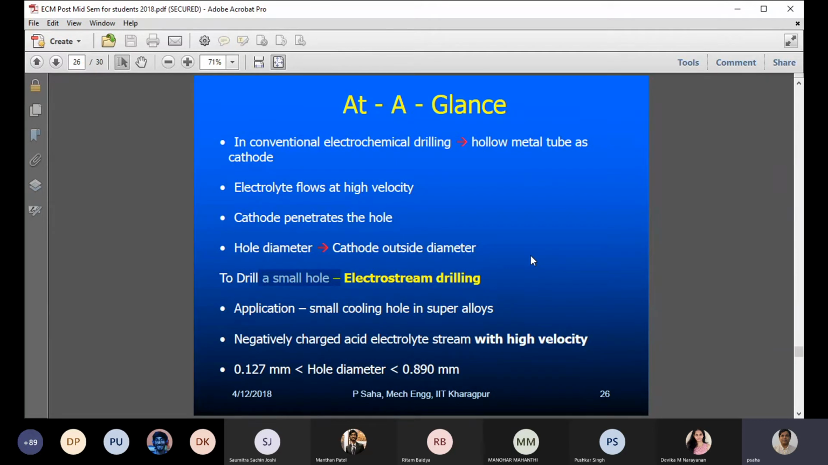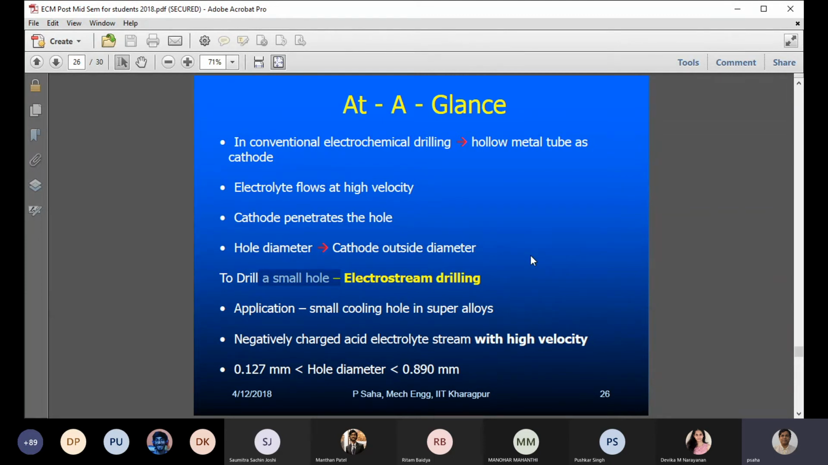Electrostream drilling has a limitation, but also an advantage, because usage of an acid-based electrolyte will ensure there are no insoluble reaction products. So long as it is in a liquid state, it can easily be pushed out of the hole, and we can always have fresh electrolyte inside. But had there been insoluble reaction products, such easy removal and supply of fresh electrolyte would have been difficult.